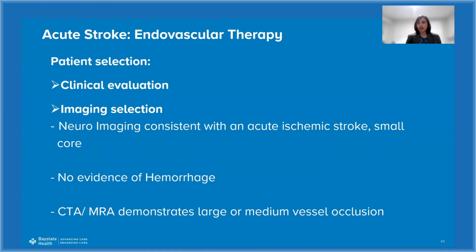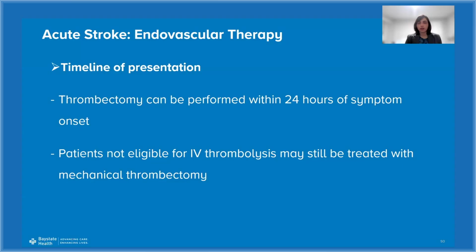We then look at imaging. So we do a CAT scan, we do a CTA. We want to know that this is truly an ischemic stroke, that there's no bleeding involved, there's no hemorrhage. With the CTA, we want to look at which vessel is blocked. Is this a large vessel that we can go after, or is this a smaller or medium vessel, which may be difficult to reach with our devices? And then based on that, we figure out whether or not this patient would be a candidate for intervention.